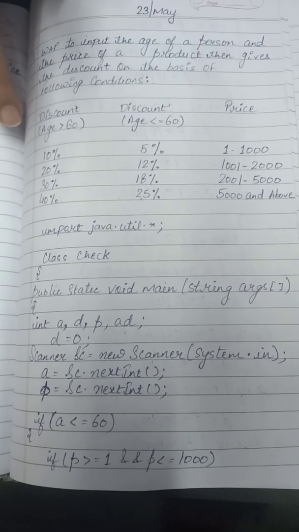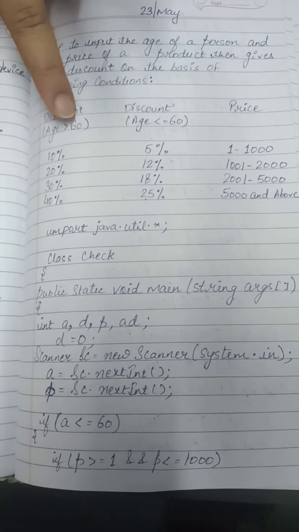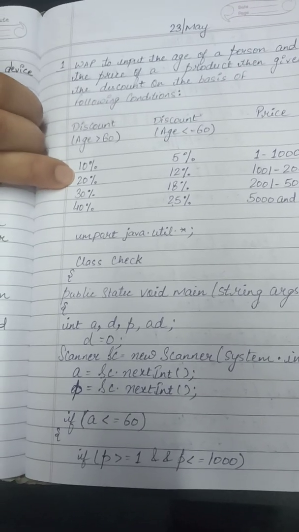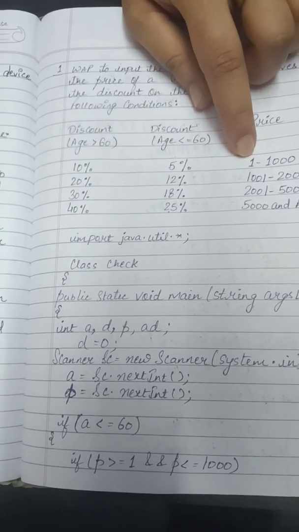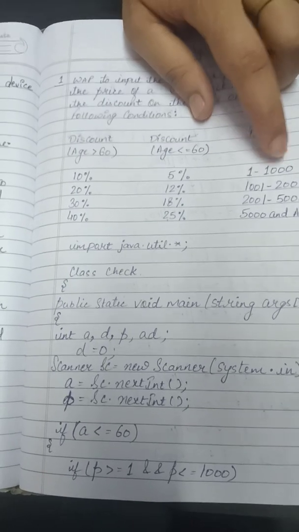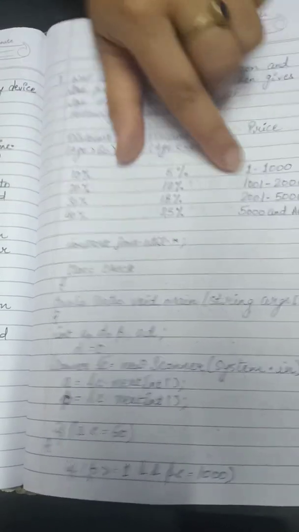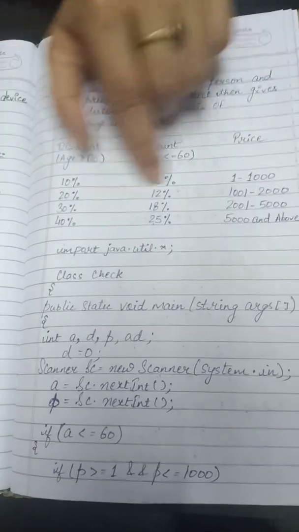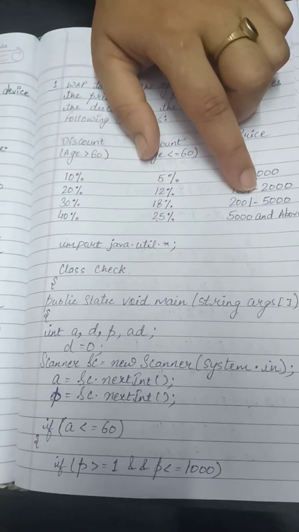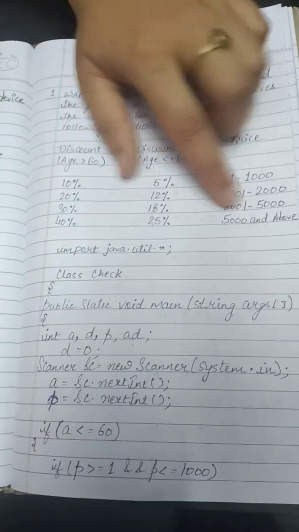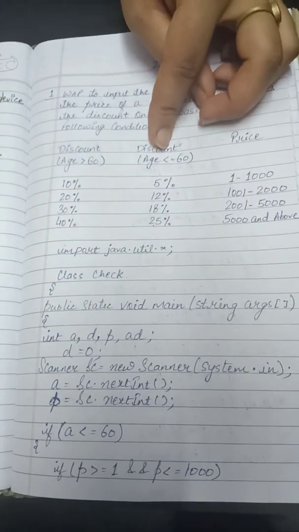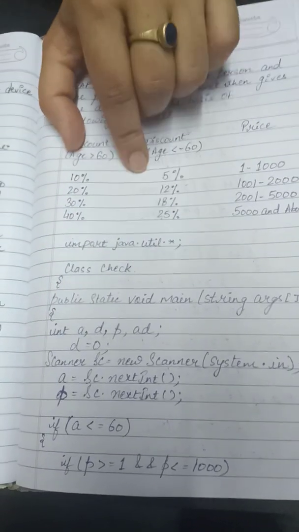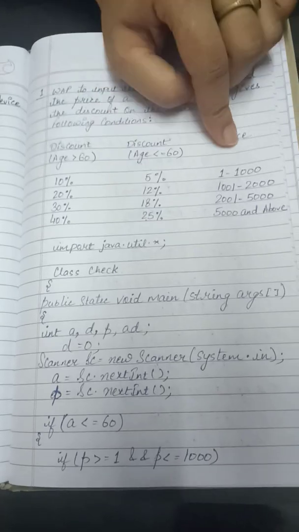Now you can see the conditions. Discount if age is greater than 60. Discounts are as follows: 10% on prices lying between 1 to 1000, 20% for prices lying between 1001 to 2000, 30% for prices lying between 2001 to 5000, 40% for 5000 and above. And for age less than or equal to 60, the discount has been changed but the price ranges are the same.